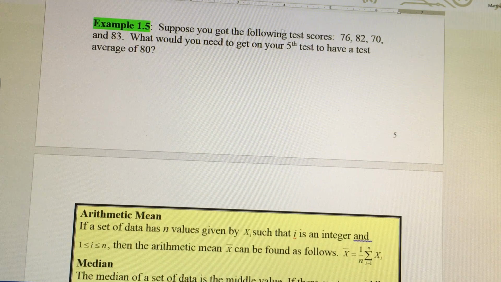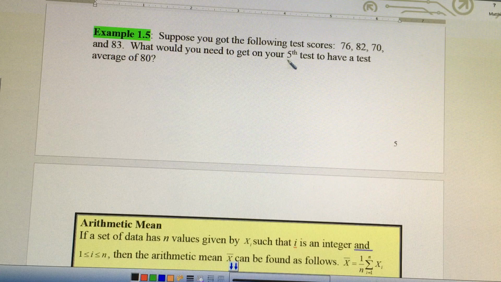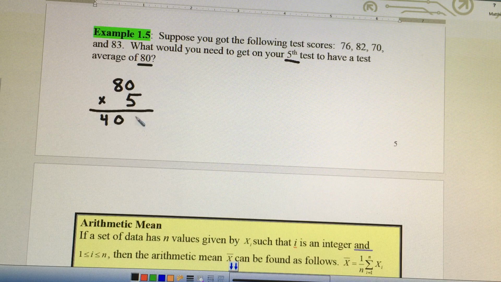It says, suppose you got the following test scores: 76%, 82%, 70%, and 83%. So far you've taken 4 tests: 76, 82, 70, and 83. What would you need to get on your 5th test to have a test average of 80? Well, if I take that 5th test and I want a test average of 80, 80 times 5 means that I need to have a total of 400 test points. After I take that 5th test, I need 400 total test points in order to have an average of 80.